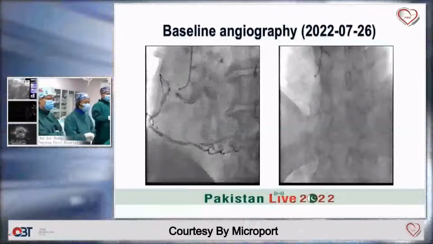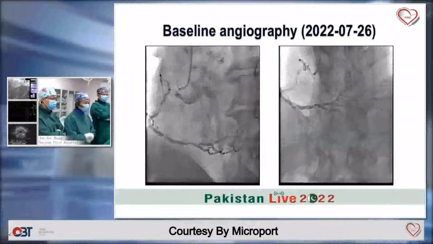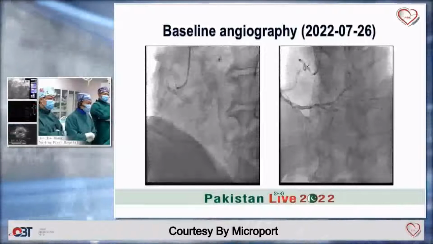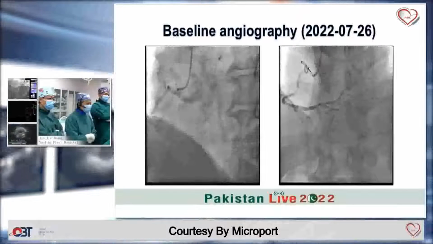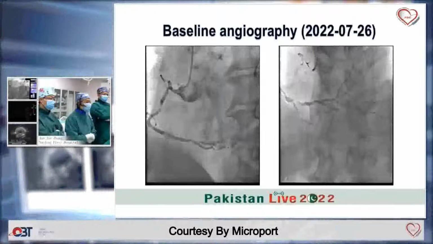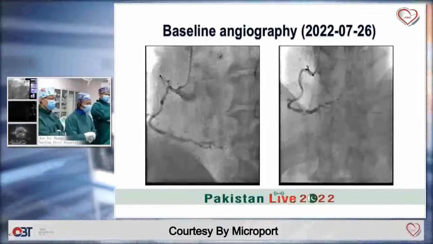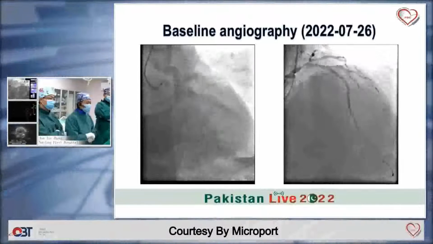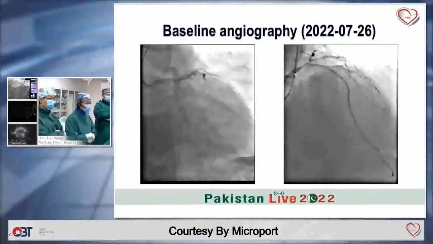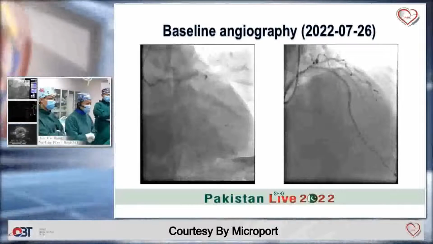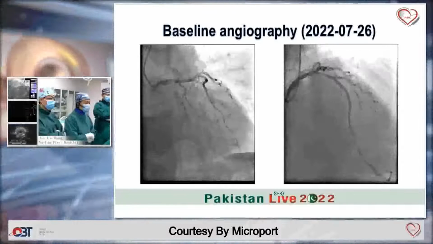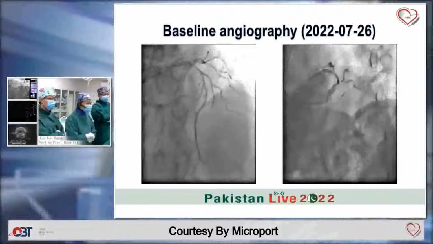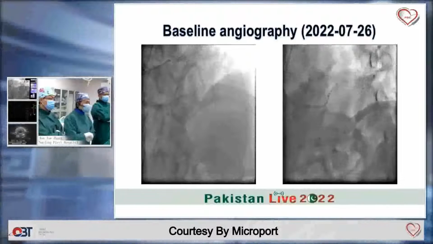And we did the angiography for this patient. This is the baseline angiography, and we can see the RCA, the distal RCA, has severe stenosis, and the lesion extended to the proximal PL. In this left coronary angiogram, we can see the distal left main bifurcation lesion involves the ostium of the circumflex and LAD. We can also see the lesion from the proximal LAD to the middle LAD.